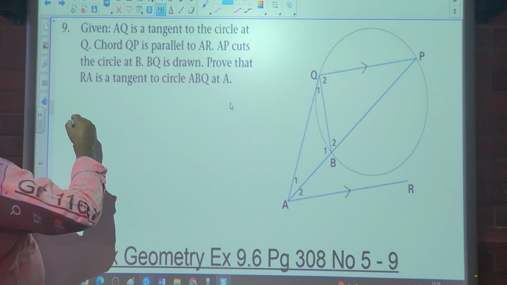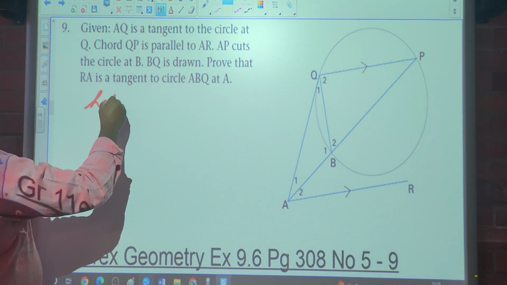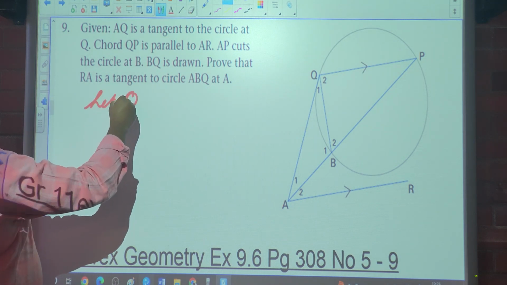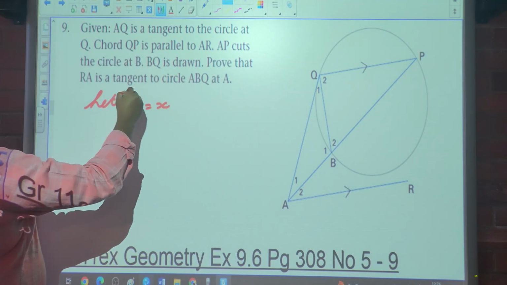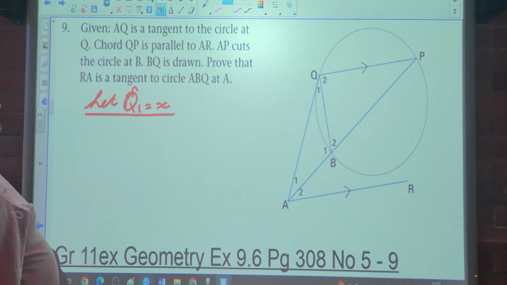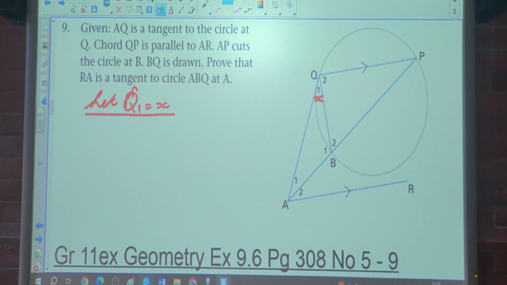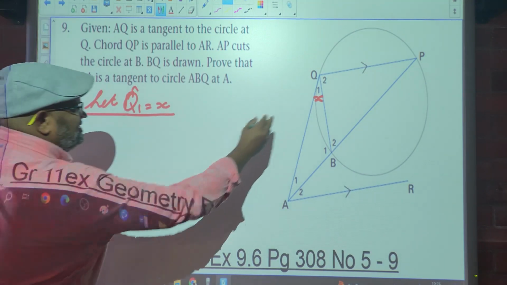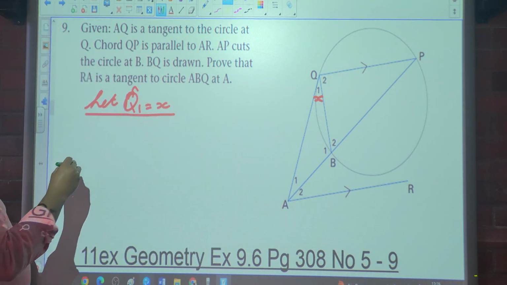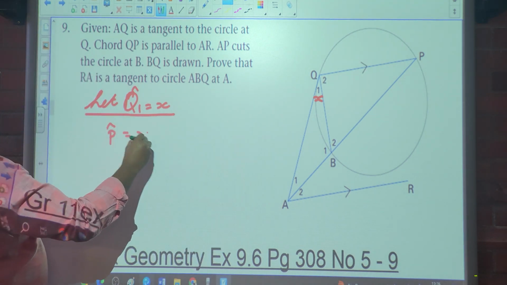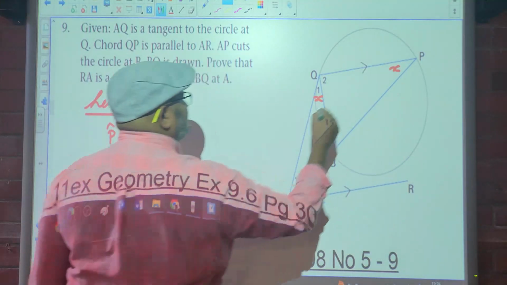Let Anya say. Q1 equals X. Alright. What did you say, Anya? Say, don't be shy. Keep it clean. Right, Q1 is X. Which are the angles X? P. So angle P is equal to X.